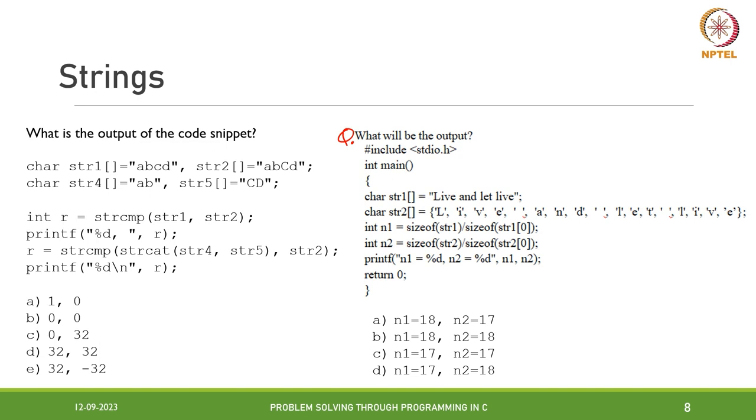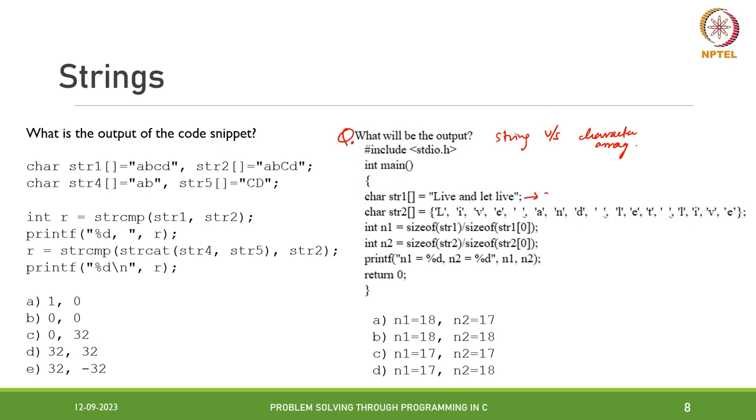Okay, so let's look at the question on the right hand side first. You have a string variable. This is the question which differentiates between a string and a character array. What is a string and what is a character array? How are they different? Basically str1 is a string. It contains the sentence "live and let live" with spaces and so on, and str2 is a character array.